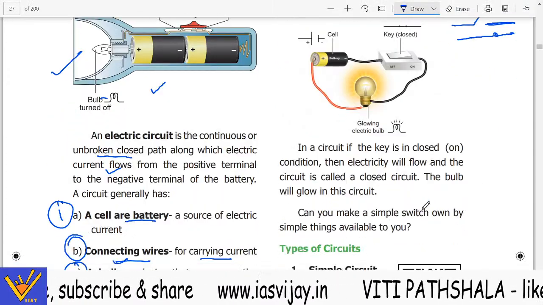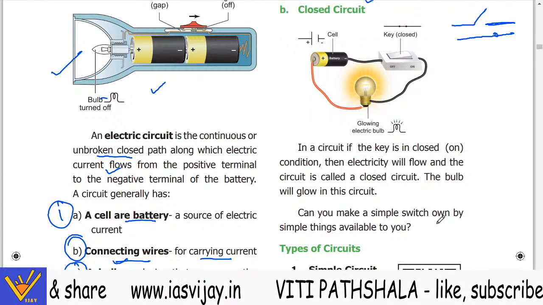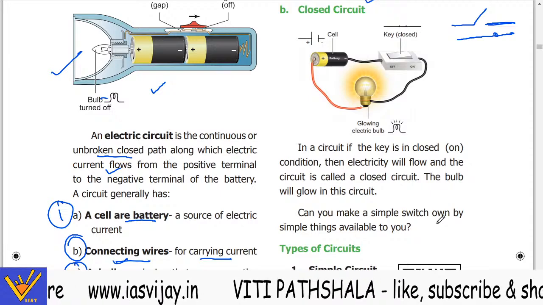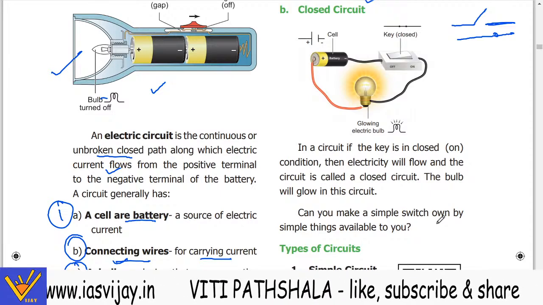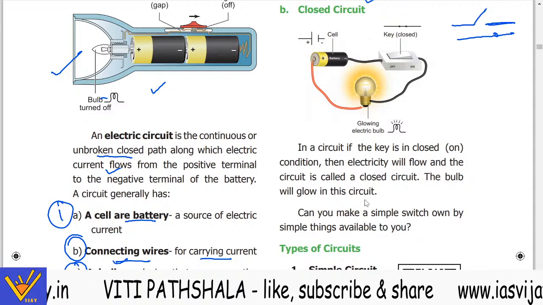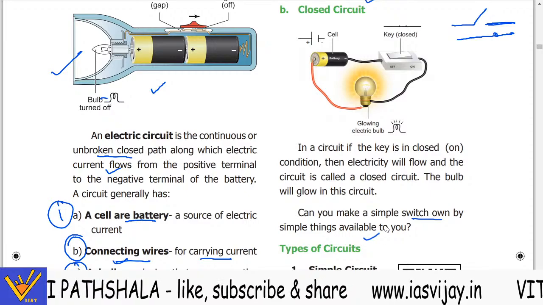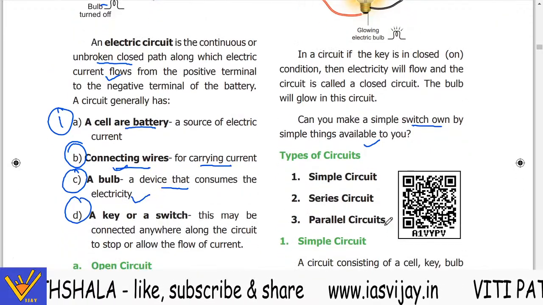Now in a circuit, if the key is in closed condition, then the electricity will flow, and the circuit is called the closed circuit. The bulb will glow in the circuit. Can you make a simple switch by simple things available to you?